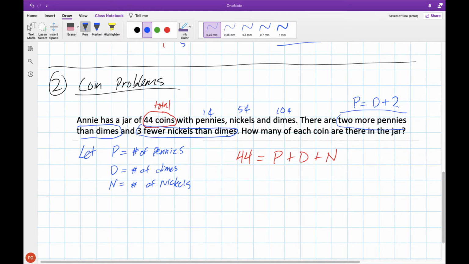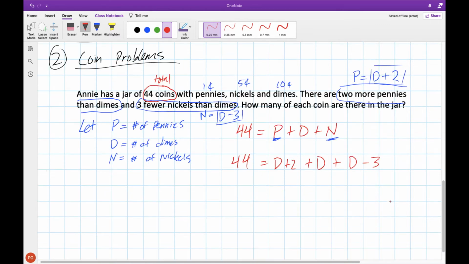3 fewer nickels than dimes. Well, that tells us that the number of nickels is equal to the number of dimes, but minus 3. There are 3 fewer nickels than dimes, dimes minus 3. So now in our equation, we've got dimes minus 3 for our nickels and dimes plus 2 for our pennies. So the number of pennies is the same as the number of dimes plus 2, and the number of nickels is equal to the number of dimes minus 3. And now we have an equation that we can actually solve.